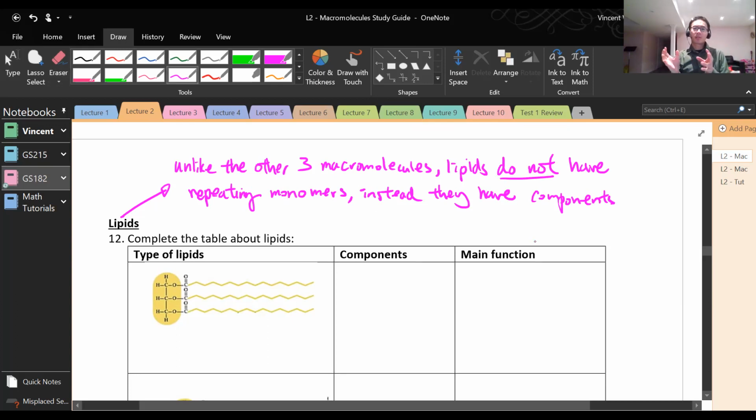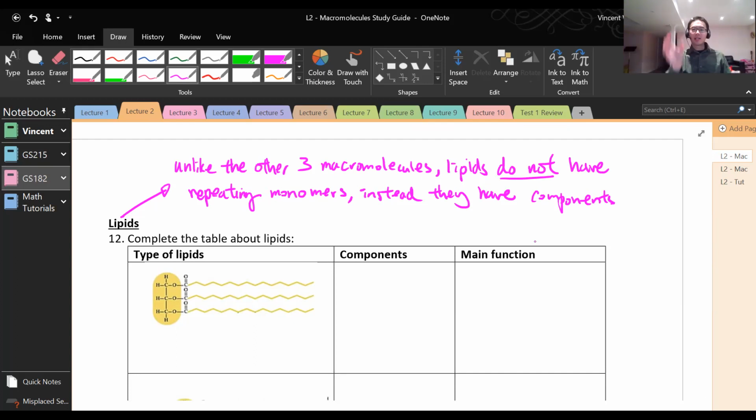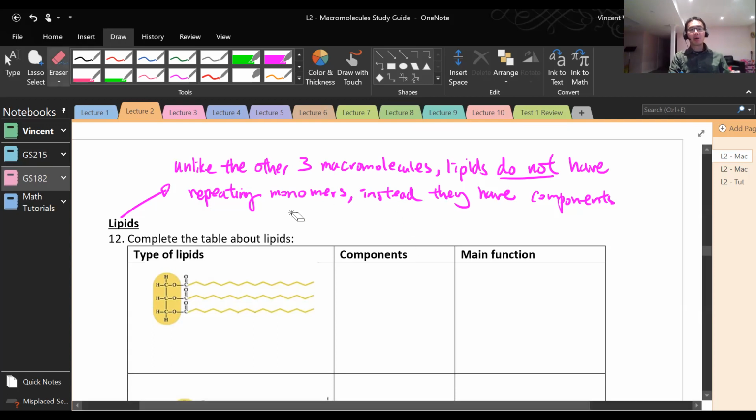So what's the difference between monomers and components? Monomers and polymers, think of a train. The train is really long, but each cart is the same. Lipids are not like that. Lipids are more like, what's a good analogy? Lipids are just three or four parts that come together and that's it. It's not really long. You pick a couple of parts, put them together, and you get this giant molecule, rather than a very long chain of repeating monomers.